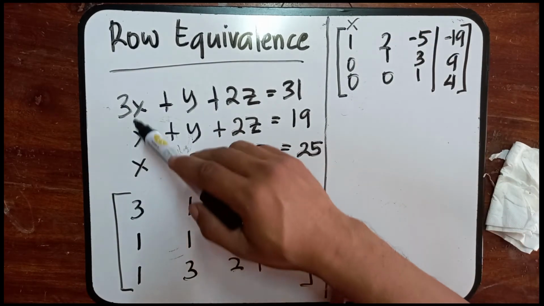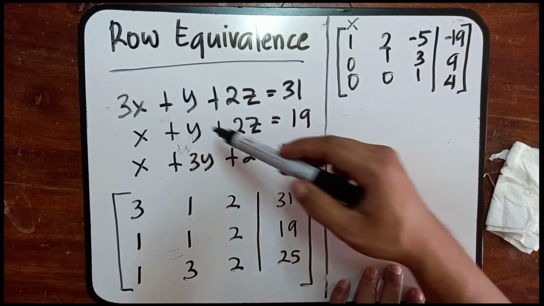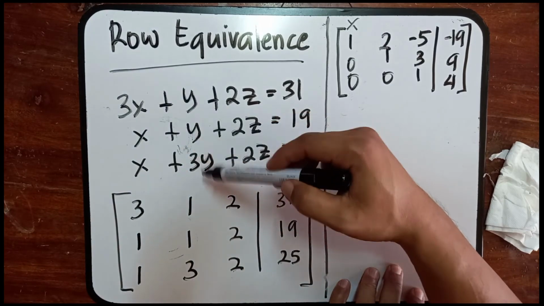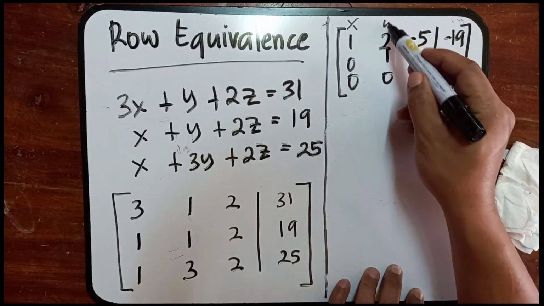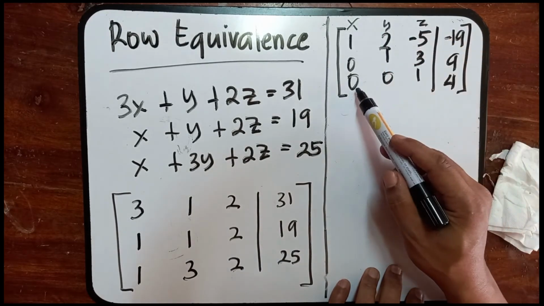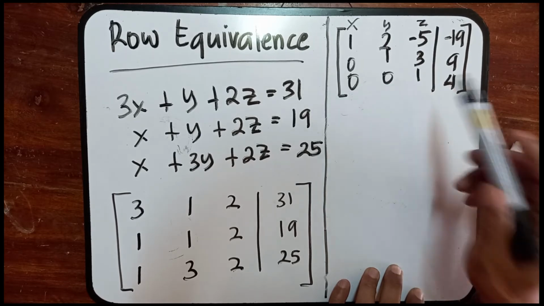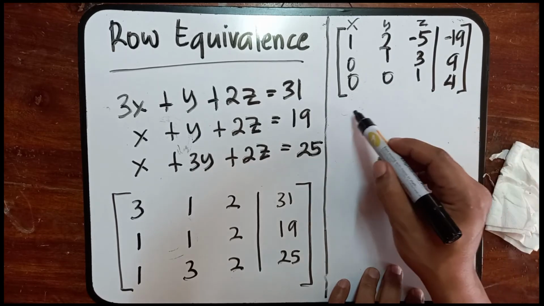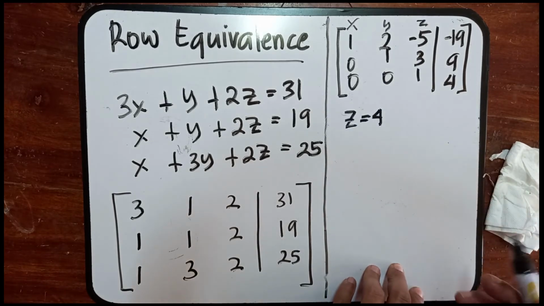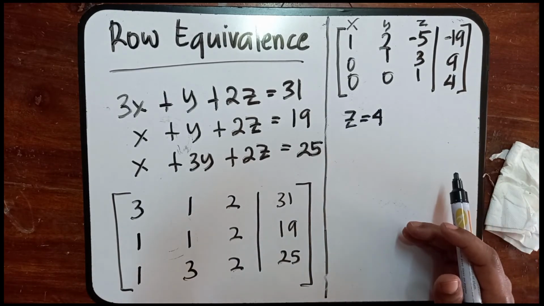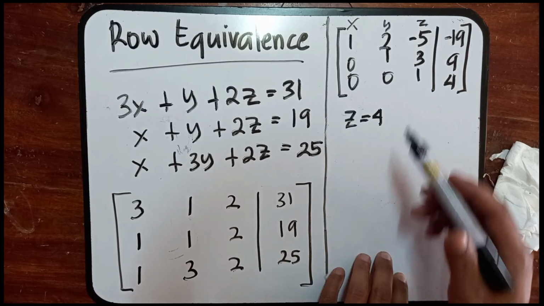The first column is all x, the second column is all y, and the third column is all z. So this is x, this is y, and this is z. Here x is 0, y is 0, and z is 1, so z equals 4. Therefore we already know that z is 4. Okay? Now we can solve for x and y.